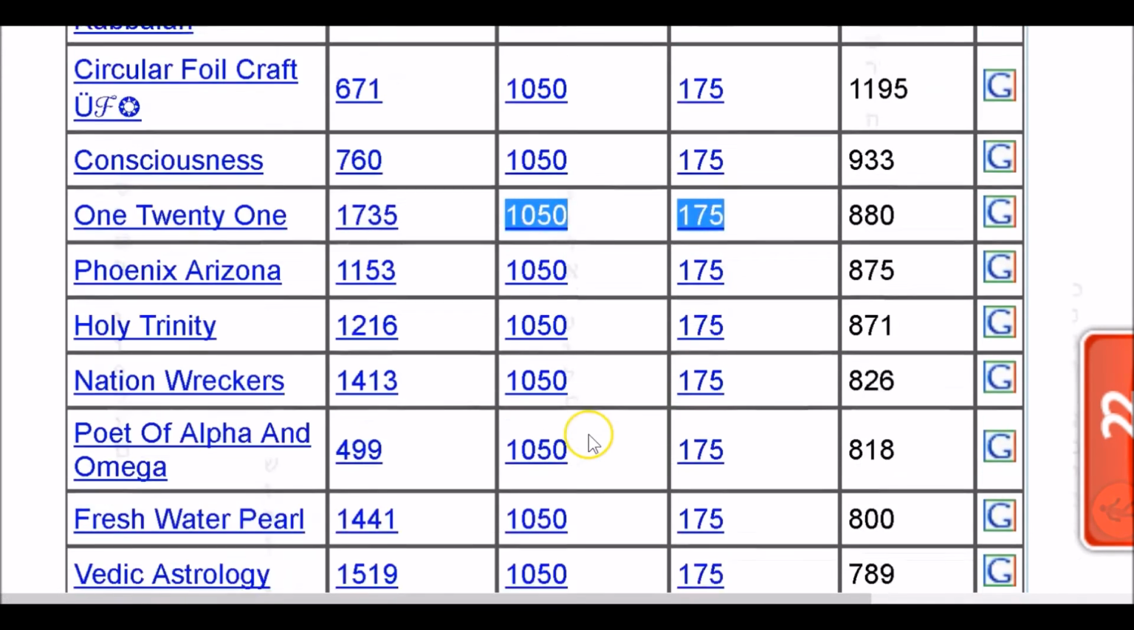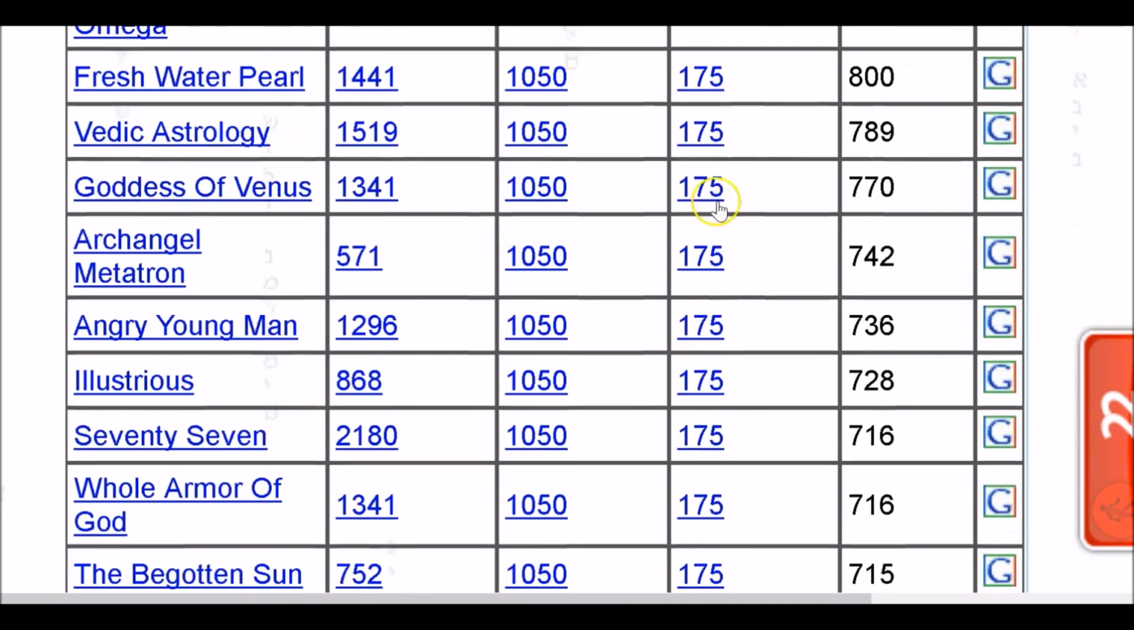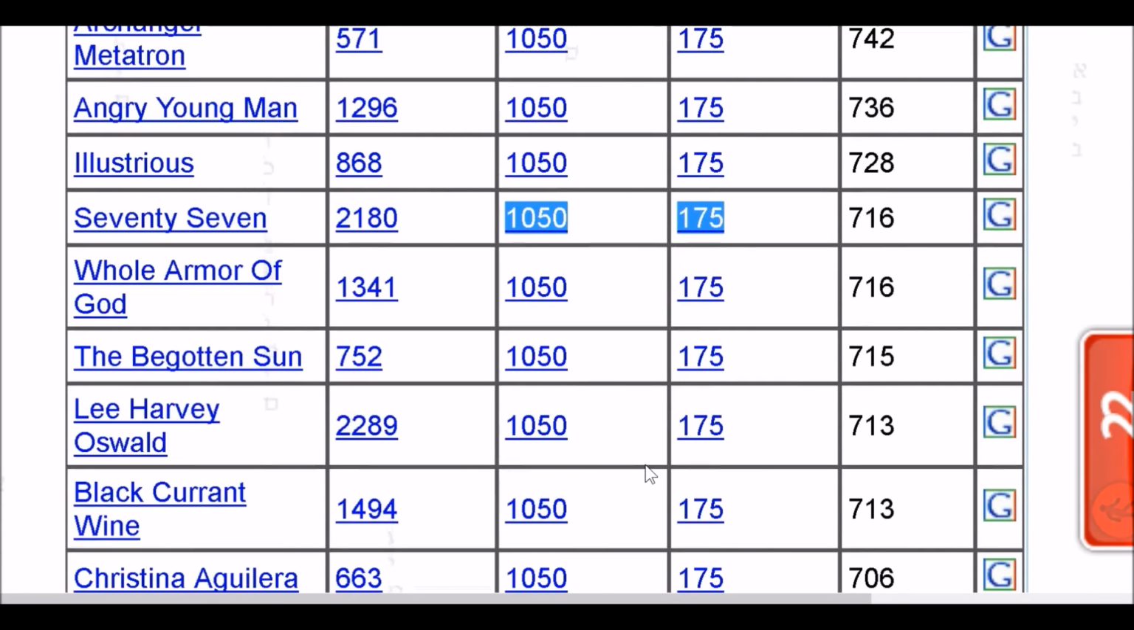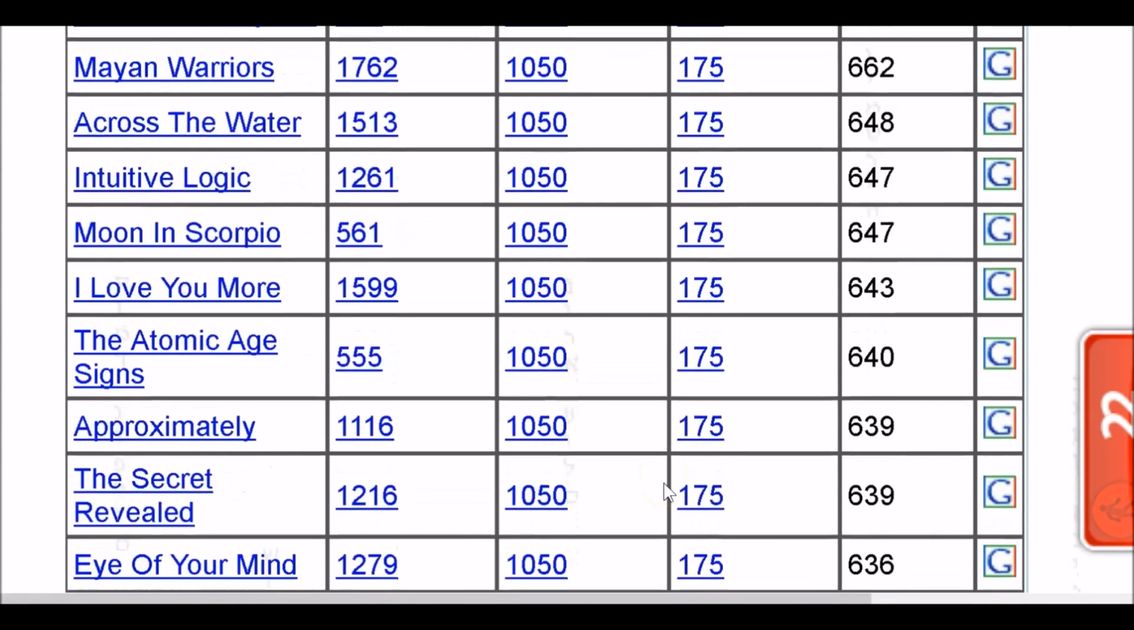121, which is a 3 mirror, Phoenix, Arizona, the Holy Trinity, freshwater pearl, Venus, 77, which is the divergent spiral sign of Isis. So I just wanted to bring that to you.